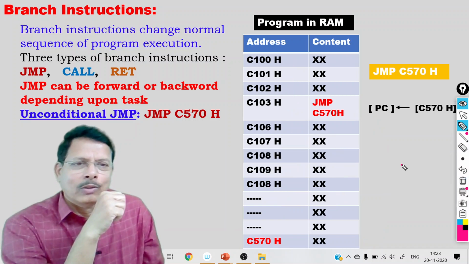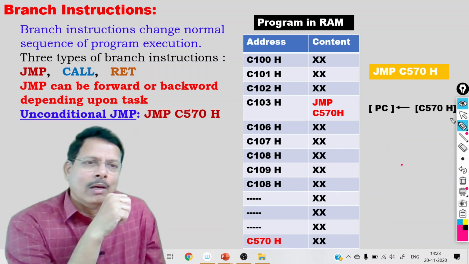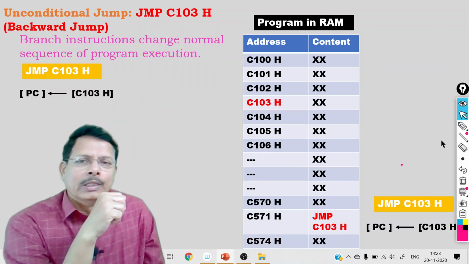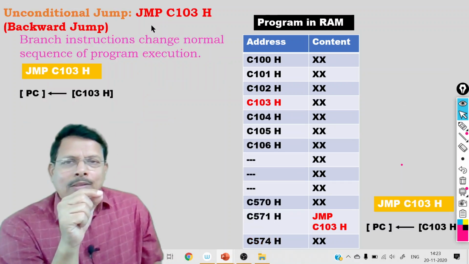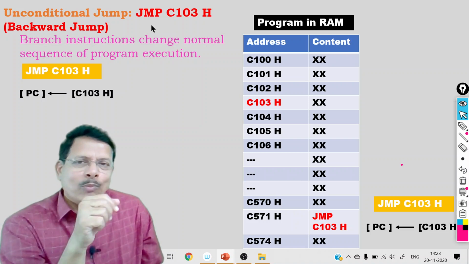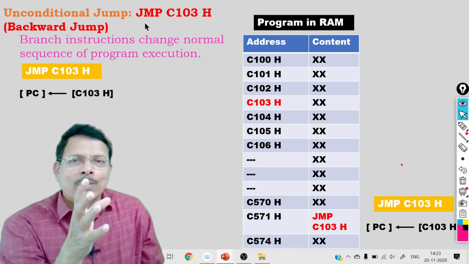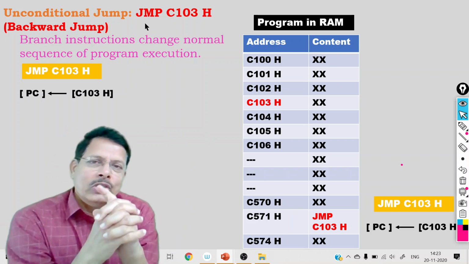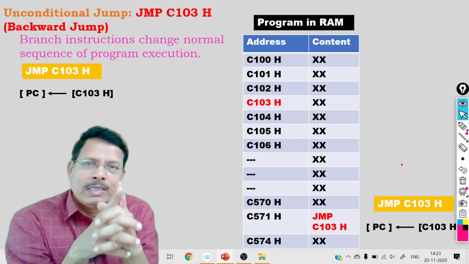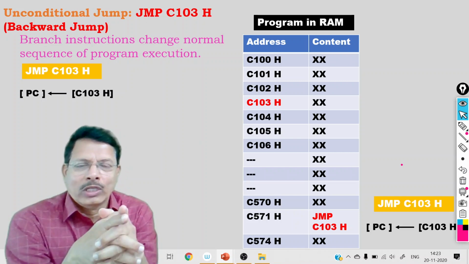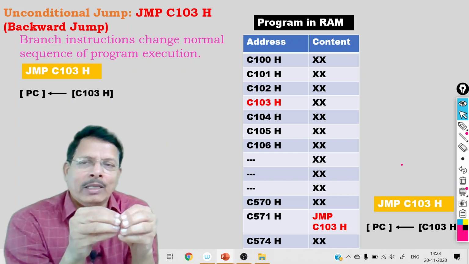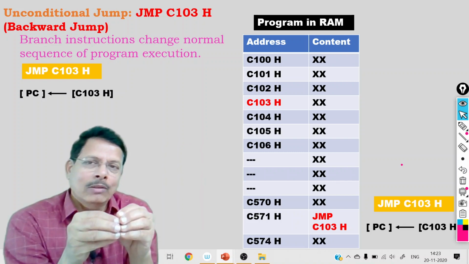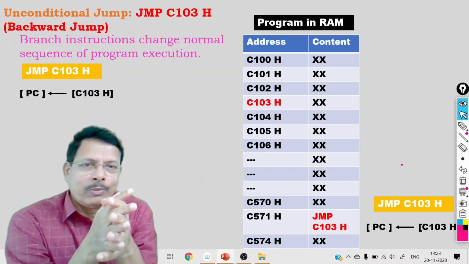So let us go to the next slide. Here, the other case, that is one more example of unconditional jumps. For example, the instruction is JMP C103H. I have taken this deliberately to illustrate the example, that is a backward jump, right?